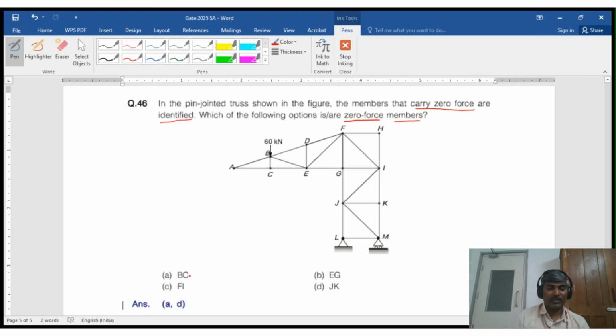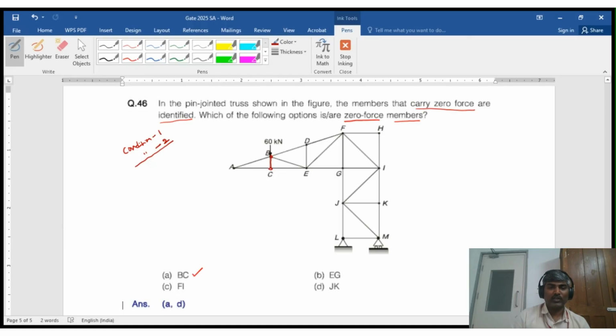So let us go by BC. This is BC, you see this vertical member. Now for this member, you need to look for the conditions for zero force members. There are two conditions which I have given in my previous videos. Just go through them. Now you see joint B or joint C. If you see joint B, there are four members, so there is no such condition available for four members.